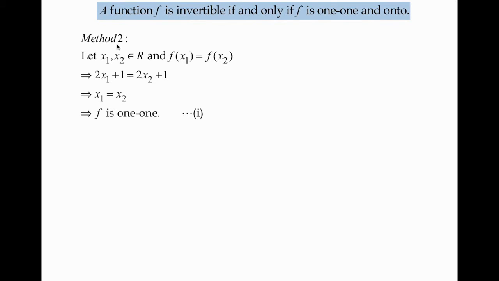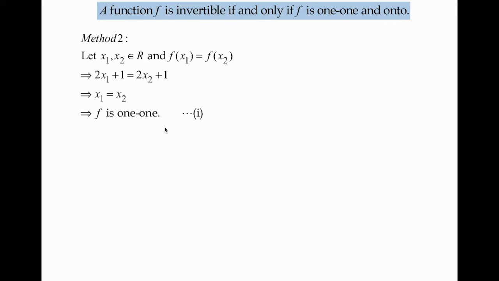Start with x1 and x2 belonging to R, which was the domain of f, and assume that f of x1 is equal to f of x2. From here, we need to conclude that x1 is equal to x2, which in this case is very simple to show, and so f is 1-1.